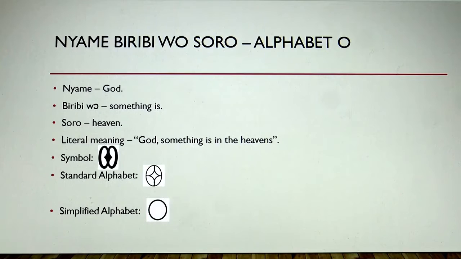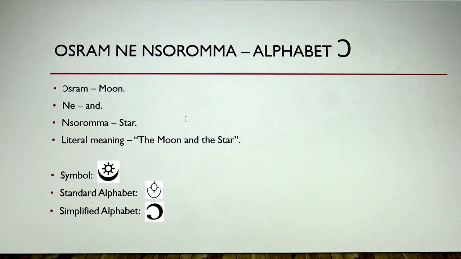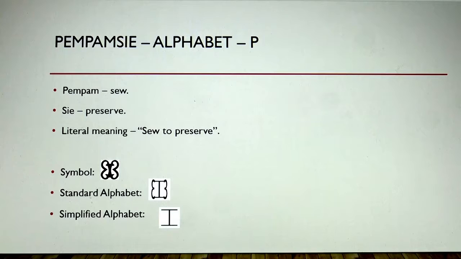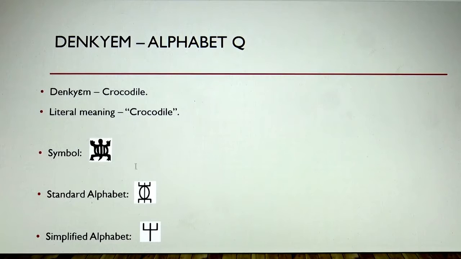Osram ne Nsoromma is assigned to alphabet O. Osram means moon, ne and Nsoromma star. So literally meaning the moon and the star. This is the Adinkra symbol. This is the standard alphabet. It's a simplified alphabet, which is the same as Latin for O. Pempamsie, alphabet P. Pempam, sie, preserve. Literally meaning sew to preserve. This is the symbol. These are the alphabets. Denkyem is crocodile. Literally meaning crocodile. This is the symbol. These are the alphabets.